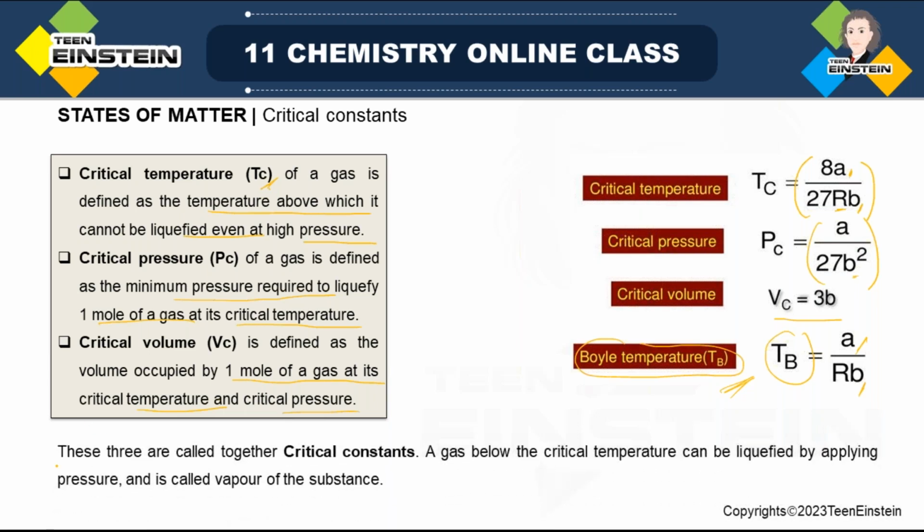These three constants, PC, VC, TC, together are called critical constants. A gas below its critical temperature can be liquefied only. So remember the previous curve, the dome shape area, that is the area where liquefaction is possible by applying pressure. A gas below its critical temperature is called vapor. So gas and vapor, obviously these two are not the same.